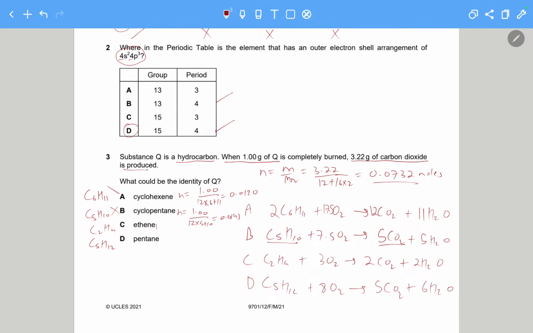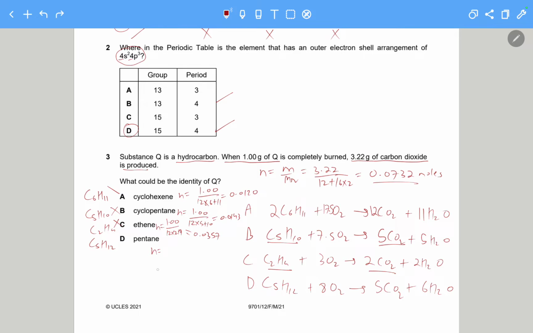If we do the same for ethene, we get n is equal to 1.00 over 12 into 2 plus 4. And this will be equal to, sorry, I'm running a bit out of space. That's always a problem with the MCQ paper, 0.0357. And if you look at the equation for this, 1 mole of C2H4 gives 2 moles of CO2. You multiply 0.0357 by 2, again, you get somewhere close to 0.0732, but not as close as A again. And therefore, C is also not the correct answer.